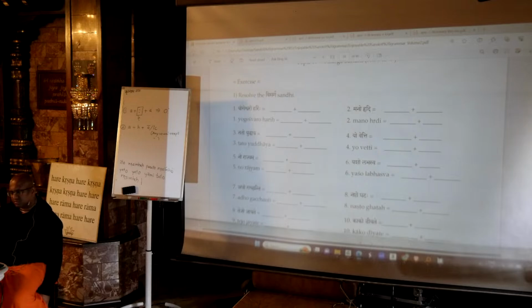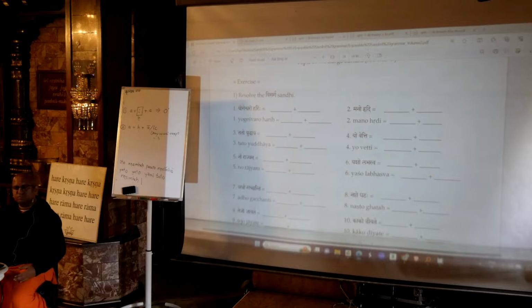Tato Yuddhaya. Can you split it? Tataha Yuddhaya. Exactly. Yo Vetti. Yaha Vetti. Right? Janma Karma Cha Me Divyam. Evam Yo Vetti. Yo Vetti means Yaha Vetti. One who knows that my birth and my activities are transcendental. Tyaktva deham punarjanma. Having given up this body, punarjanma naiti. He does not achieve rebirth. Mameti. He comes to me. Like that. Na rajyam means, yes Mataji, Naha rajyam.